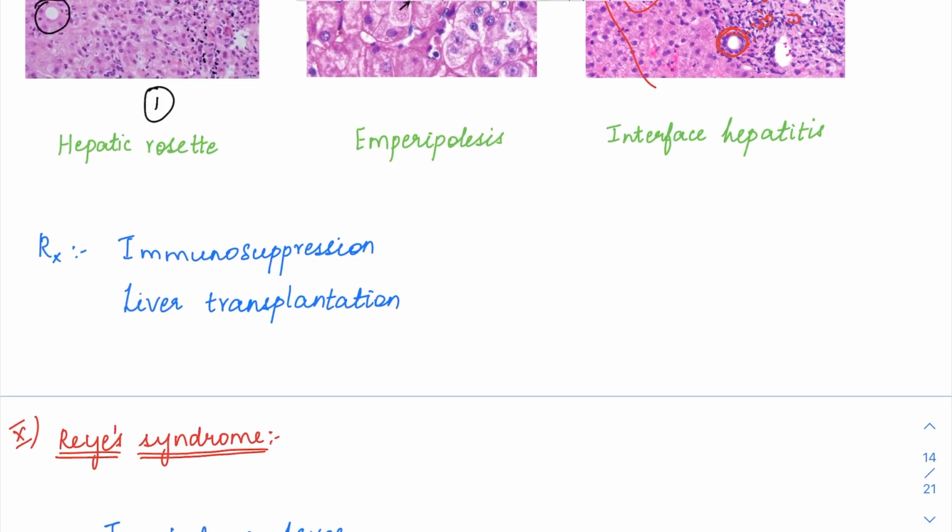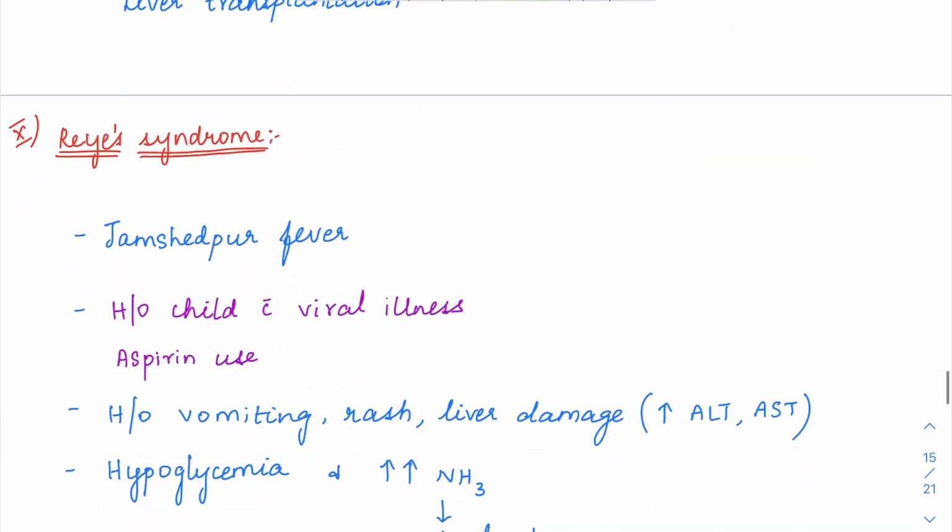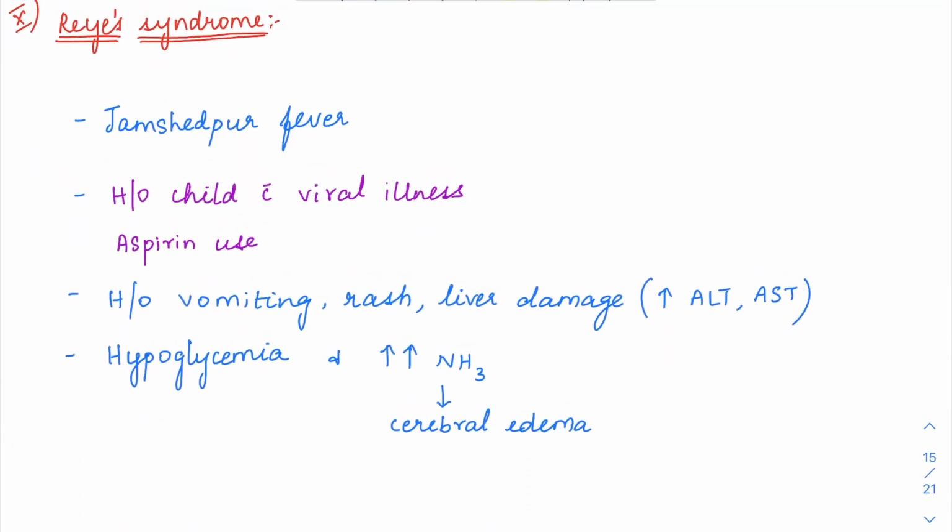Being an autoimmune disease, how do you treat them? You will have to do immunosuppression, or later on you will have to go for a liver transplant only. Okay, so in autoimmune hepatitis, the antibodies are important, and other than that, the microscopic features are also important. Then we'll see about Reye syndrome.